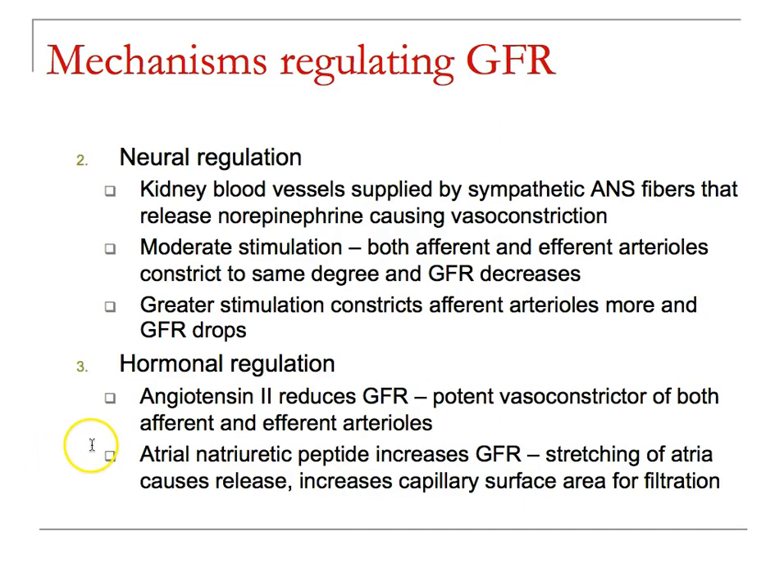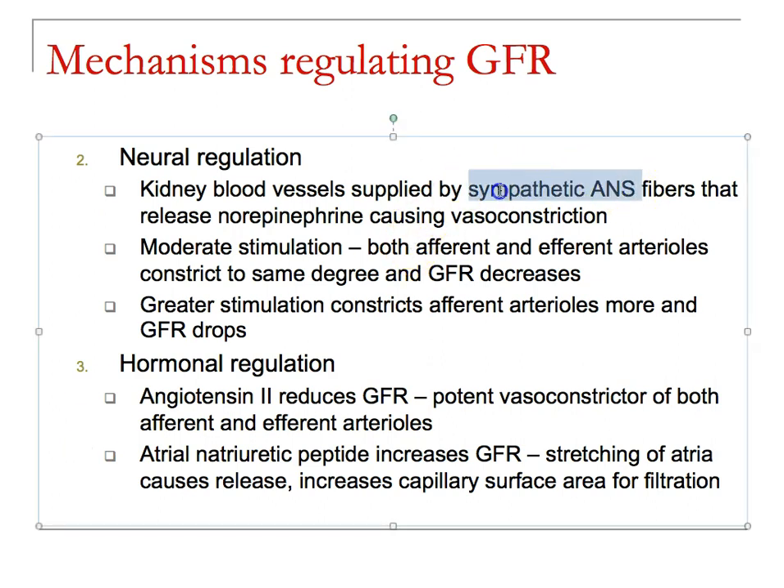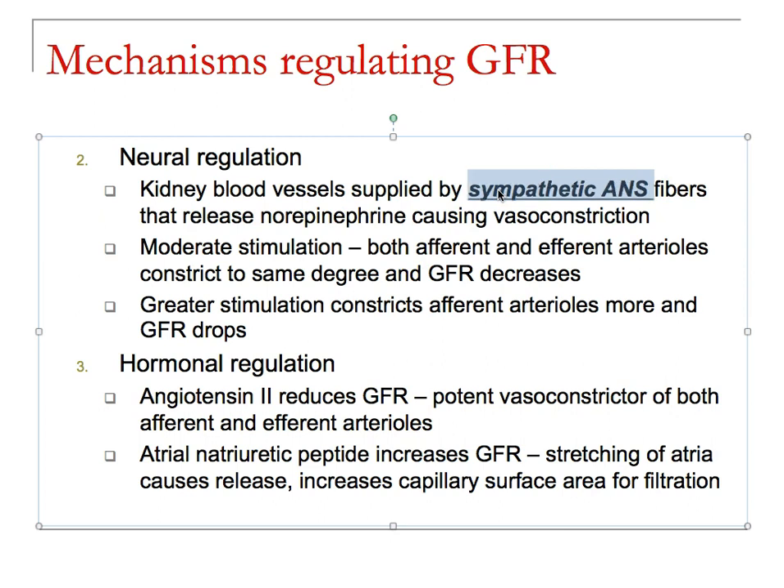Now you also have neural regulation. And remember, I've been making sure you pay attention to that because you actually have sympathetic autonomic nervous system fibers in place, and they're going to release norepinephrine, causing vasoconstriction. Things can be titrated inside your body. With moderate stimulation, both afferent and efferent arterioles constrict to the same degree. Okay? So, moderate stimulation.